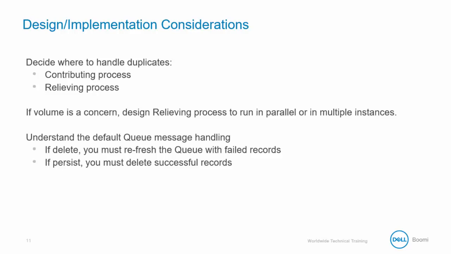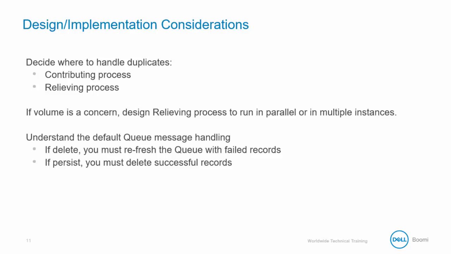There are 3 design considerations. Because this pattern utilizes 2 processes, you will need to decide where to handle duplicate records or documents, in the contributing process, as in process 1, or the retrieving process, as in process 2. Another concern may be volume. If the queue volume could be too large for the retrieving process, then consider running the process in parallel or in multiple instances. This pattern is specific to the Atom queue. Any queue message handling service will work, but you will need to consider how the handling is done so that you design your retrieving process correctly.